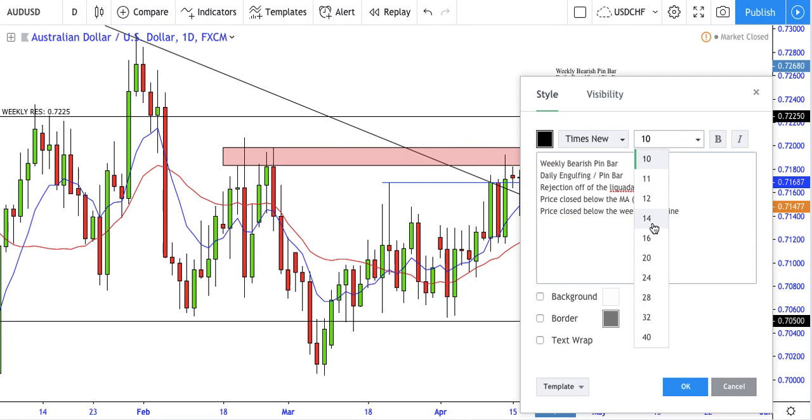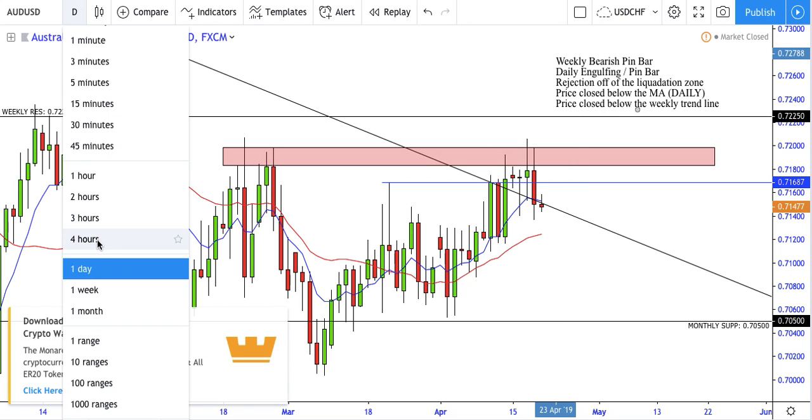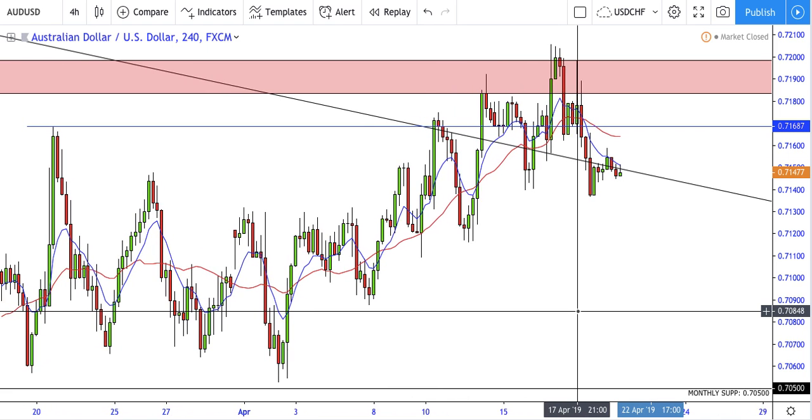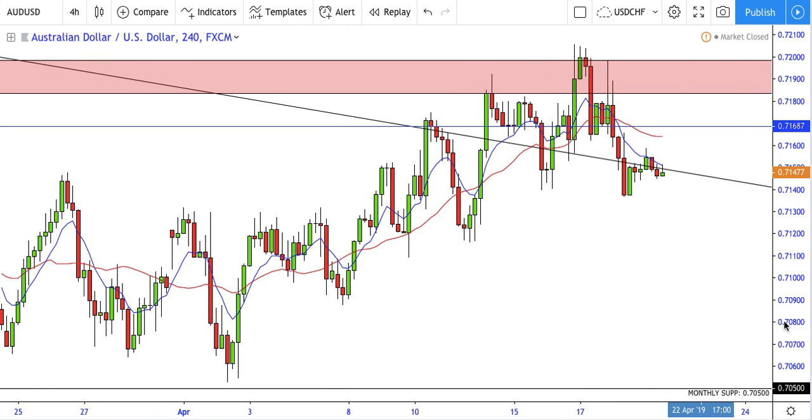Let me just make this a bit bigger. Awesome. So now let's drop down to the 4-hour time frame. So the 4-hour time frame is very interesting. You can clearly see an uptrend being formed, and once a trend is being formed, you can also most likely identify a market structure to it.